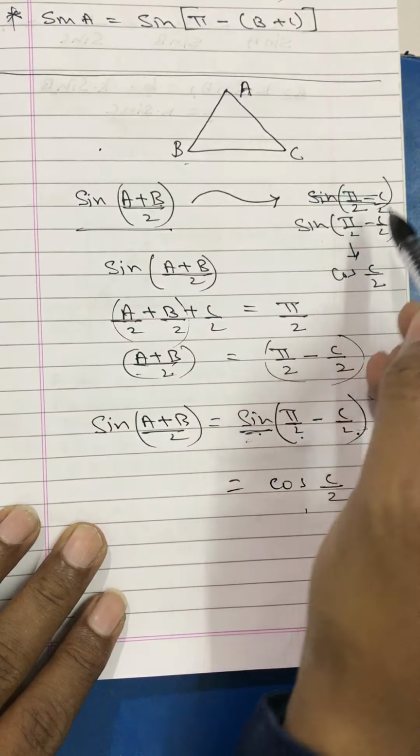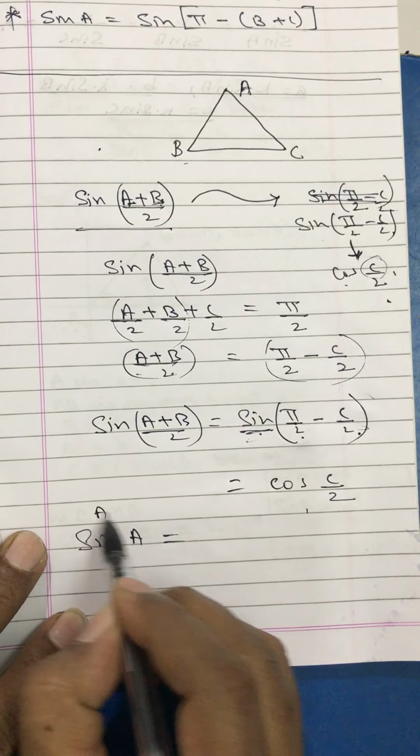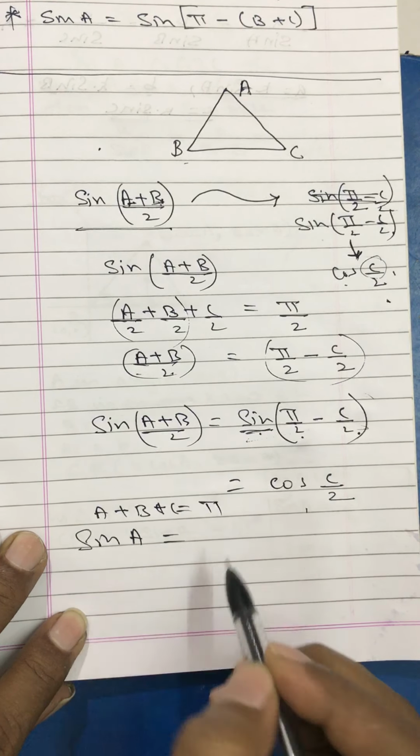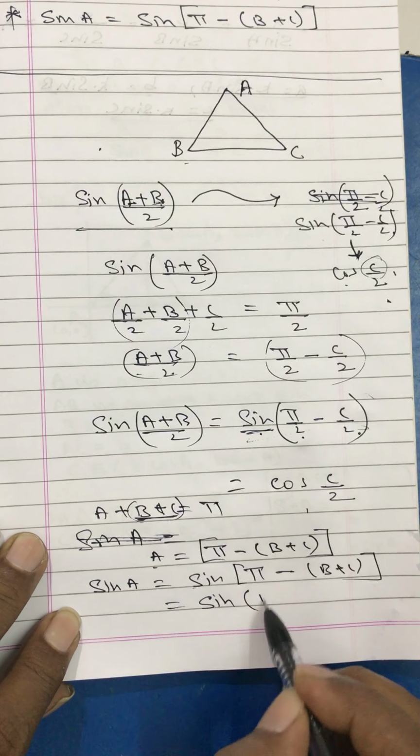And also if we have only sin A, of course because we know again A plus B plus C is equal to pi, if B plus C is shifted to the other side, we get A is equal to pi minus (B+C). This is the value of A. Therefore sin A will be equal to sin(pi minus (B+C)), and with pi the trigonometric ratio will not change, it will remain sine, and this will be sin(B+C).